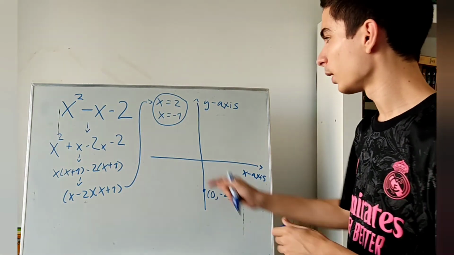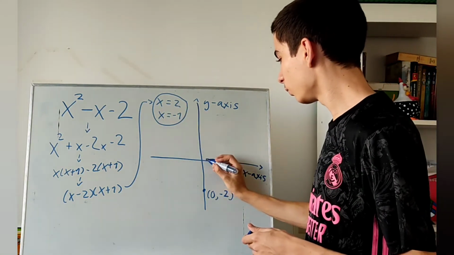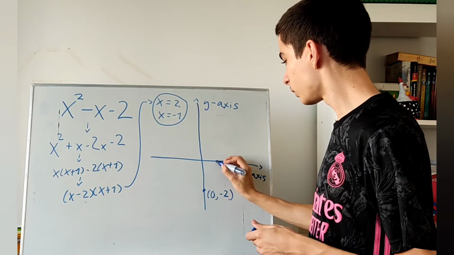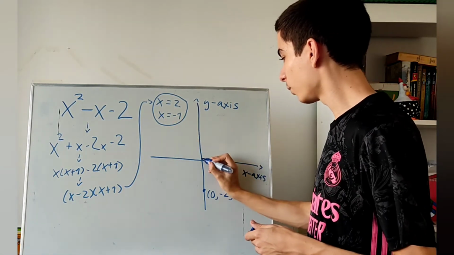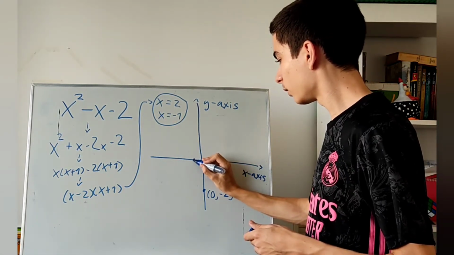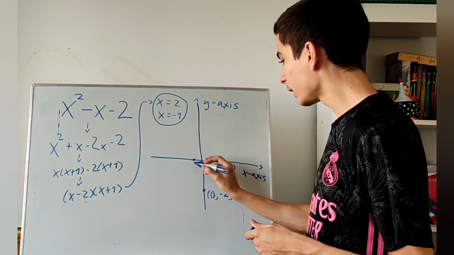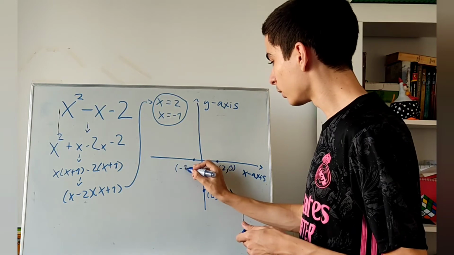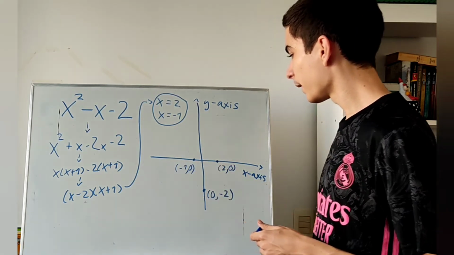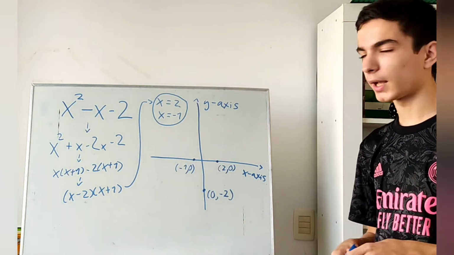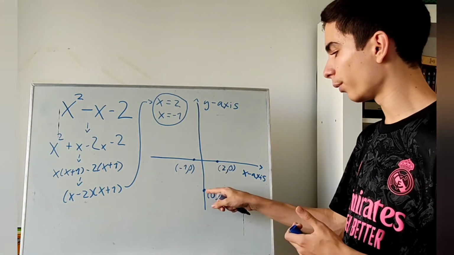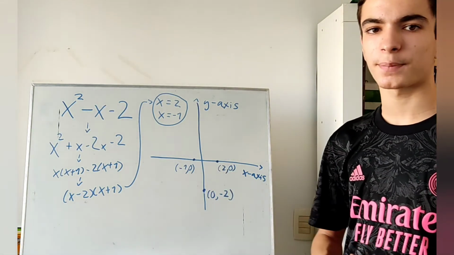So let's graph them. x equals 2, the point (2, 0), and x equals negative 1, the point (-1, 0). Always label the coordinates of your intercepts. And we have now learned how to find the y-intercept and the x-intercepts of a quadratic function.